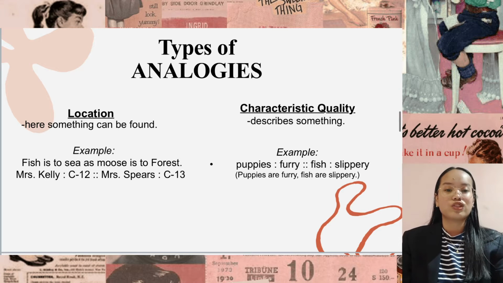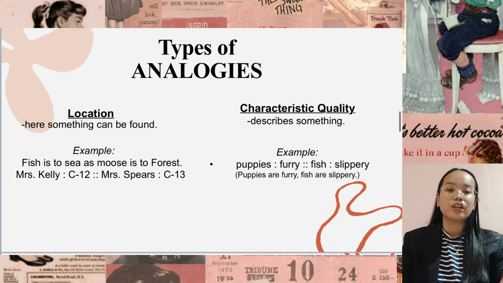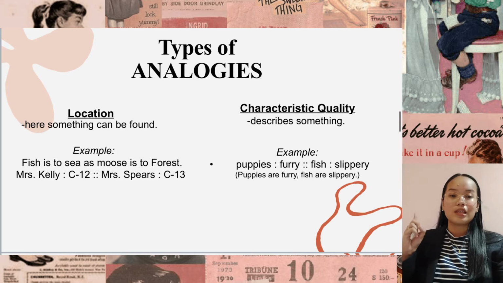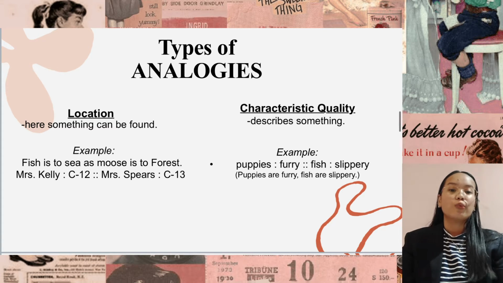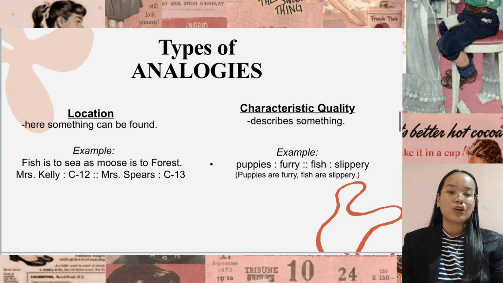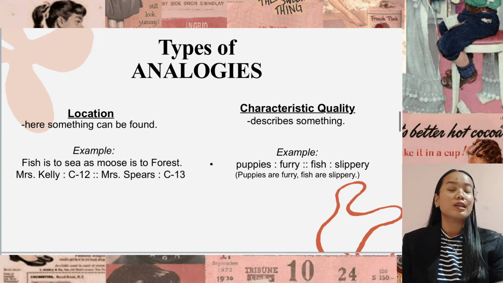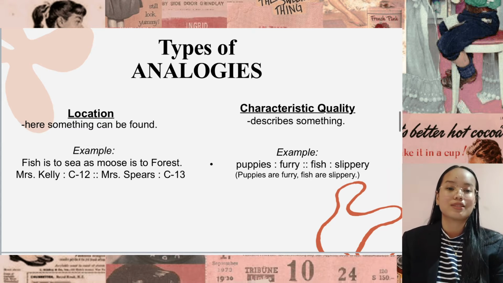In this relation, objects are designated in their most logical location, or in here, objects where something can be found. Like for an example, fish is to sea as well as moose is to forest. We know fish belong to the sea and can be found in the sea, as well as moose are found in and belong to the forest.